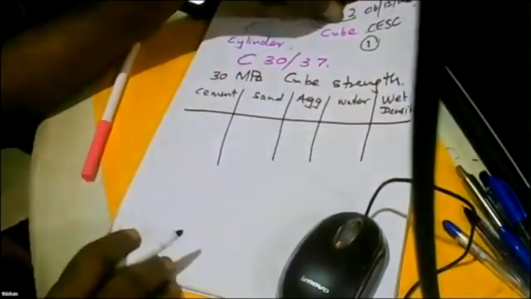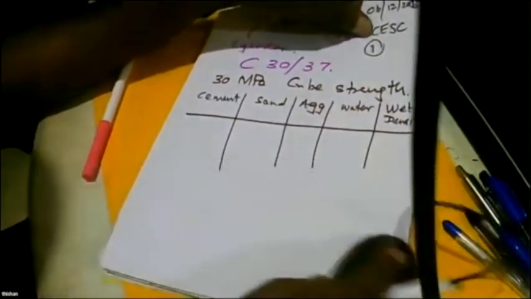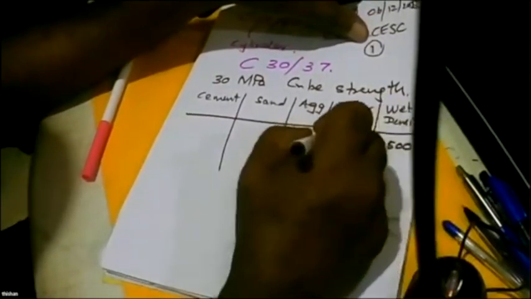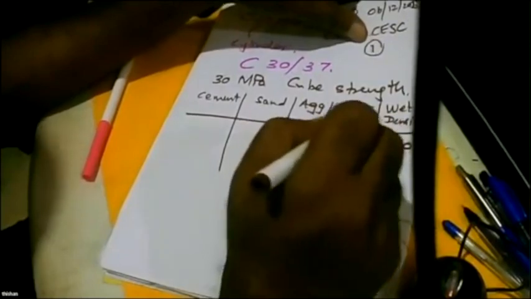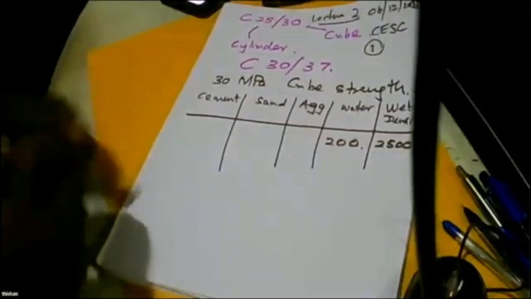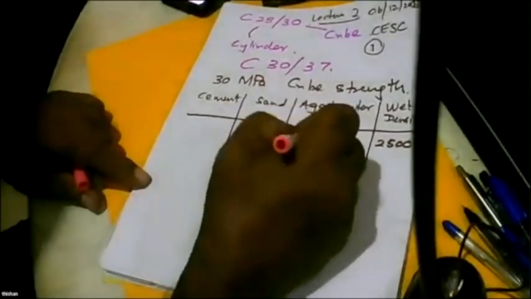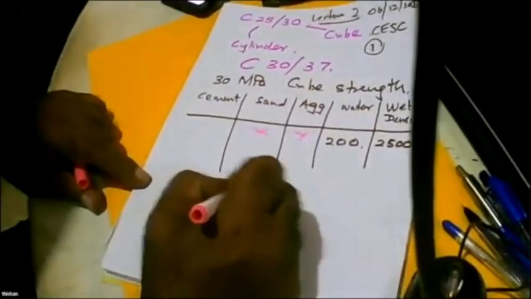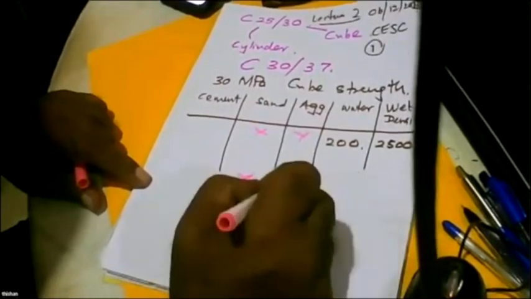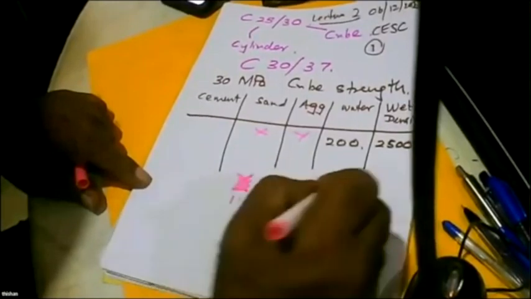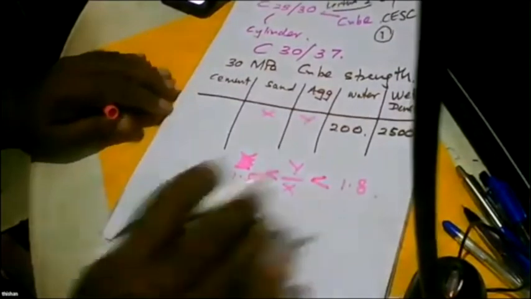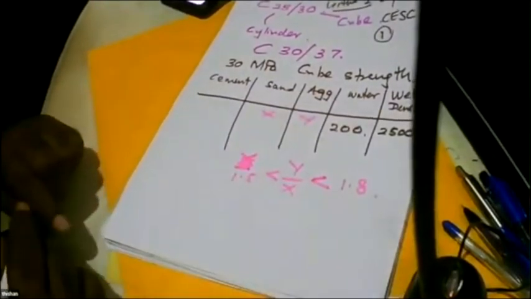Lecture 2. So I found some interesting parameters. They are these: 2500. Water requirement is 200. I did not have any other parameter, but I also knew that if this is x, this is y, y of x should have a minimum value of 1.5 and a maximum value of about 1.8. So I knew about that relationship as well.